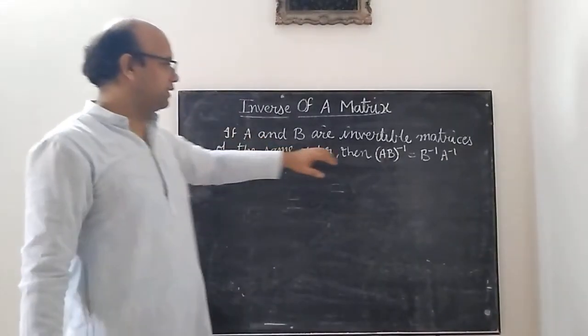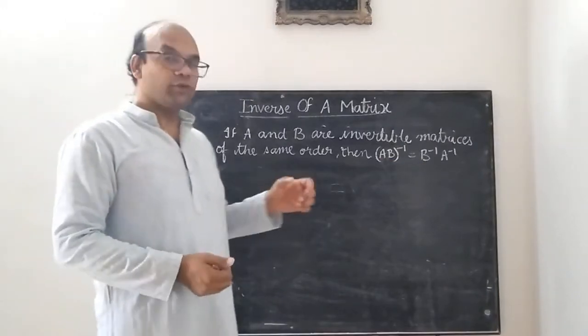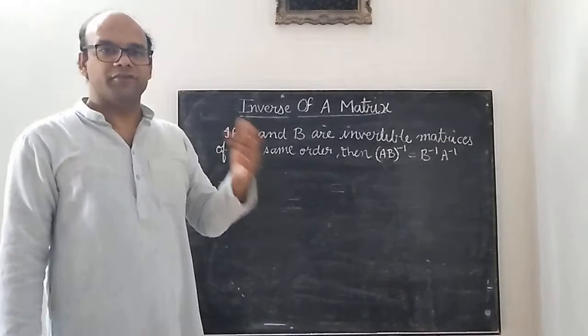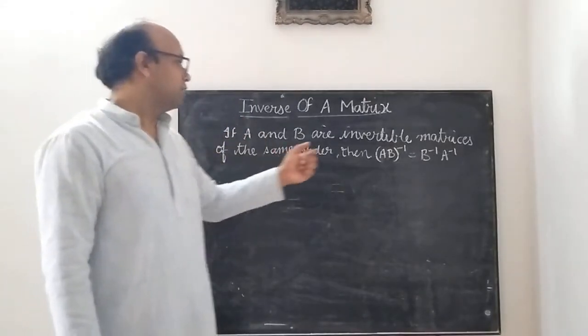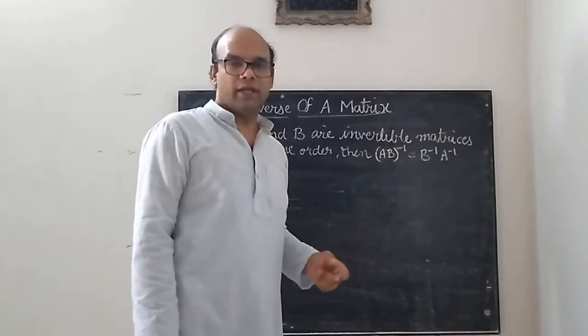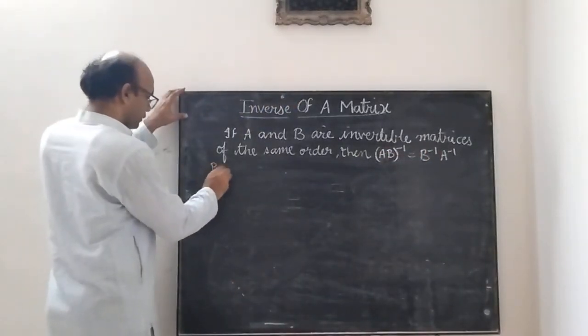And again you can see that the reversal law holds true over here. As you have seen for the transpose, that AB whole transpose is B transpose into A transpose. Similarly, AB whole inverse is B inverse into A inverse. Now, how to prove this thing?